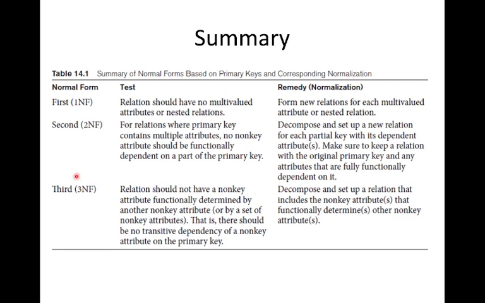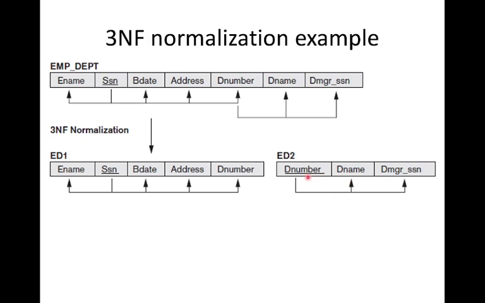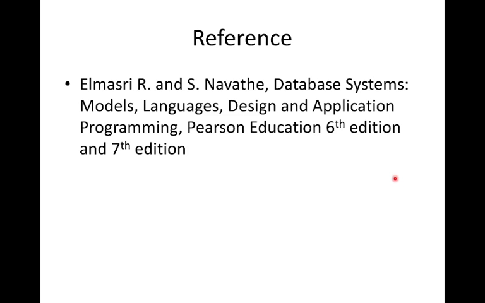Then we have third normal form, where a relation should not have a non-key attribute functionally determined by another non-key attribute or by a set of non-key attributes. That is, there should be no transitive dependency of a non-key attribute on the primary key. If it is there, then we have to decompose and set up relations that include the non-key attributes that functionally determine other non-key attributes. So that's what we have done here. These are the non-key attributes. We split it into another table and we form that table. So this is known as normalization up to third normal form.